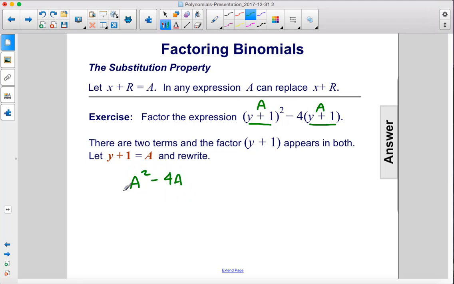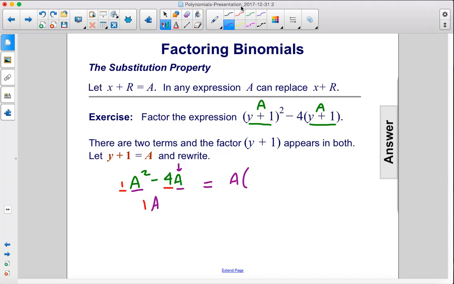The greatest common factor here is a, because a is in both. 4 is here, but the coefficient over here is 1, and this one's 4. Therefore, the greatest common factor for the coefficient is 1, and then we have a squared and a. You're limited by the smallest degree, so a is our greatest common factor for the a's. So our greatest common factor is just a. So we have a on the outside.